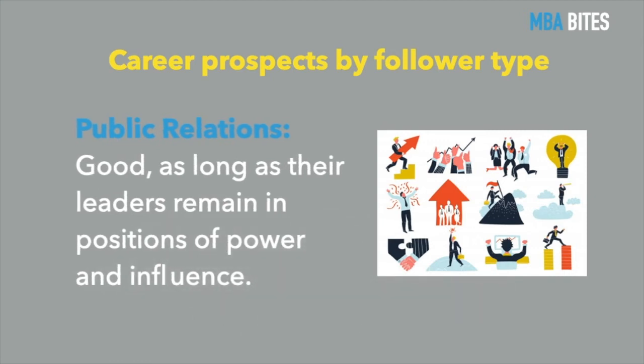How do the four follower types do in their careers? The public relations follower. Because of the nature of relationships and politics in most corporate environments, a public relations follower does well. However, his destiny is pretty much tied to those people in positions of power, right? Whose favors they won in the first place. So if something changes and that person is no longer in a position of power, the public relations follower doesn't really have a meaningful string of projects or a portfolio to leverage. So he ends up in a tight situation.